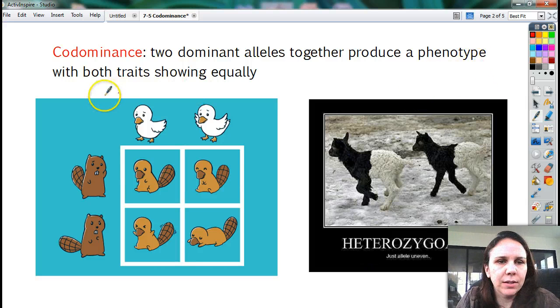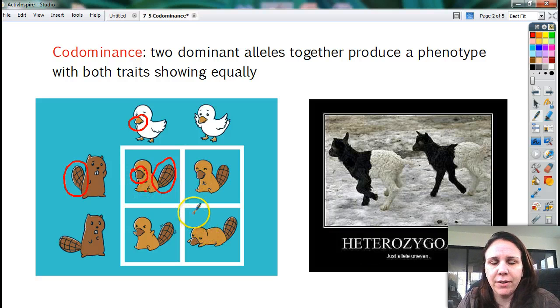So codominance is just when two alleles like to work together to produce a phenotype that shows both traits equally. And here is a rather silly example, but it kind of shows the idea: we have a duck with a duckbill and a beaver with a beaver tail. And when you mix them together, you still see both traits equally, and you get a new animal, a platypus. Now, that's not really the case. A platypus is its own individual animal, separate from all these guys, but the idea is kind of the same.